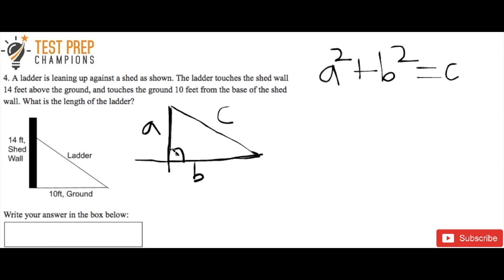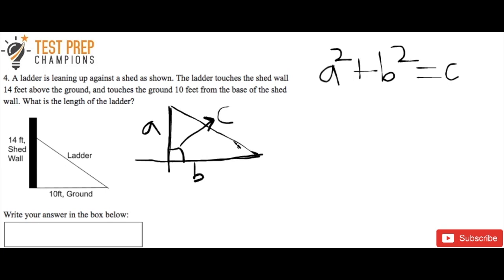And that's what we see here. This little box looking thing in the corner here, that just tells us that we have a 90-degree angle. All right. And the side of the triangle that's opposite of the 90-degree angle is the hypotenuse, which is the largest side of the triangle.